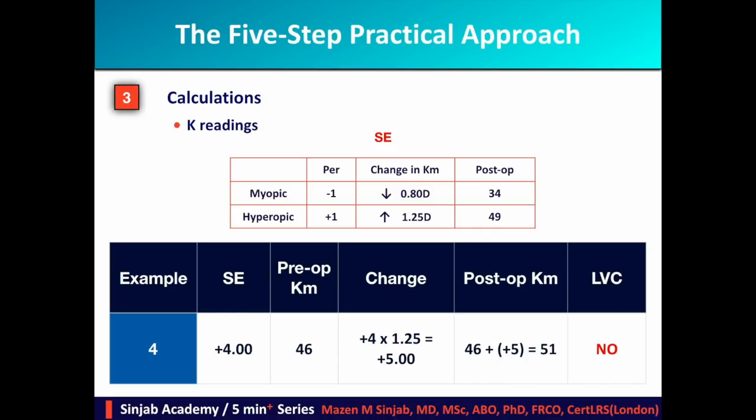In this example, the patient has +4 spherical equivalent, the pre-op Km is 46. The change that will be induced by the +4 correction is +5. This will be added to the pre-op Km, and the resultant post-op Km is 51. So in this case, I cannot go for laser vision correction because it is above the accepted range.